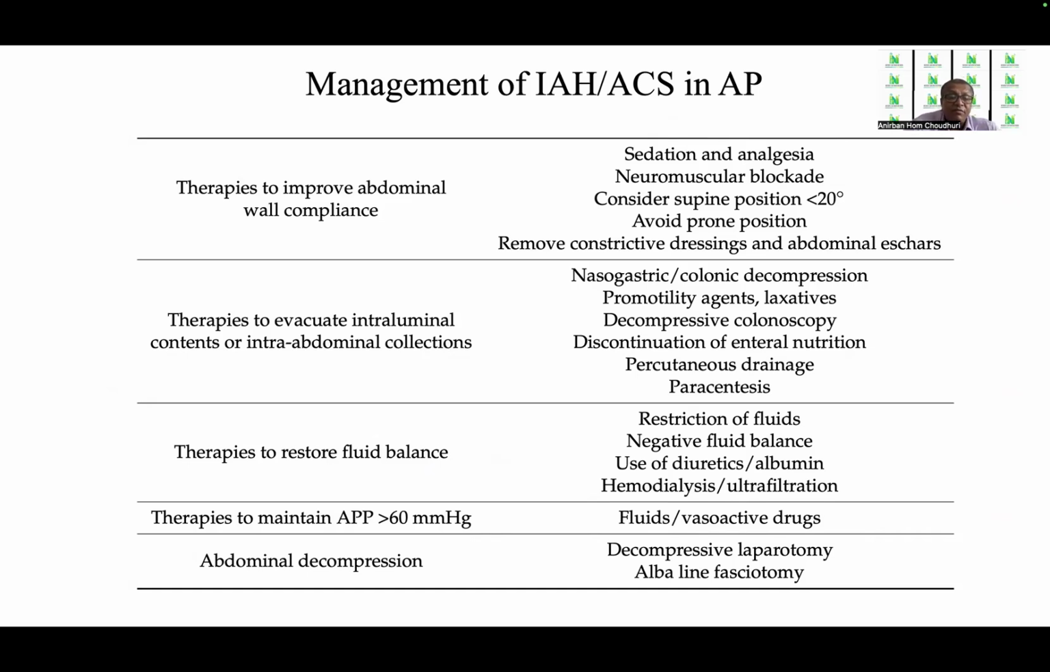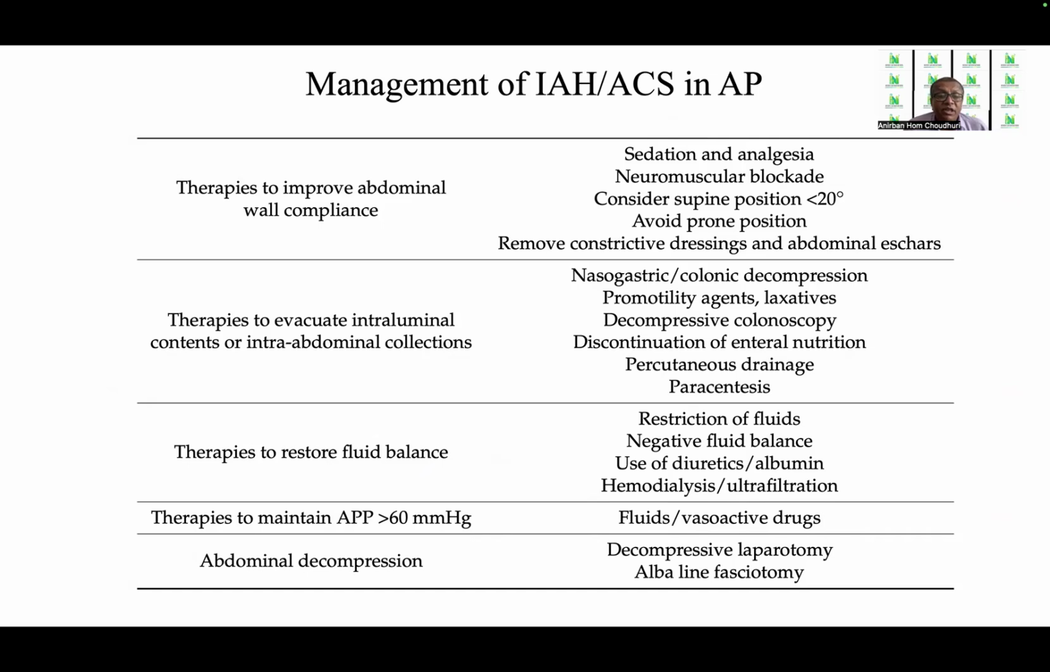And five, abdominal decompression. So the measures responsible for improving abdominal wall compliance include sedation, analgesia, neuromuscular blockade, considering supine position less than 20 degrees, avoiding prone position, removing constrictive dressings and abdominal eschars, etc. When these are attempted and fulfilled, then we take adequate measures to improve the abdominal wall compliance.